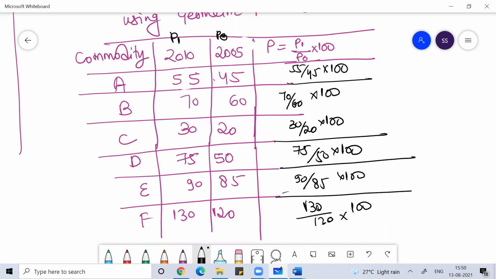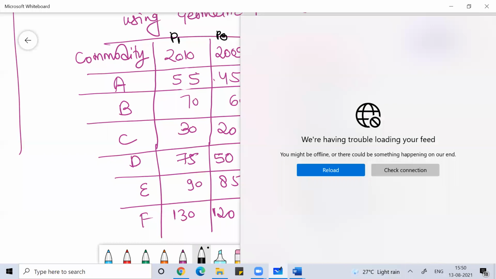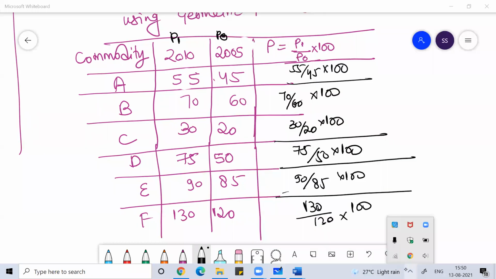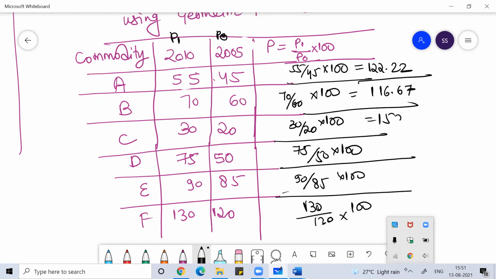55 by 45 is 11 by 9, which is 1.2222, so 122.22. Then 70 by 60 is 7 by 6, which is 116.67. Then 30 by 20 is 3 by 2, which is 150.